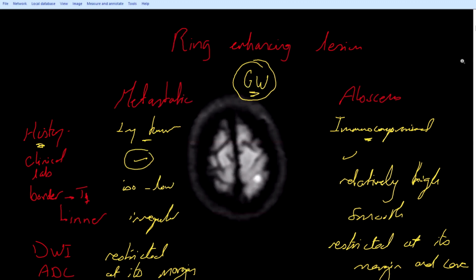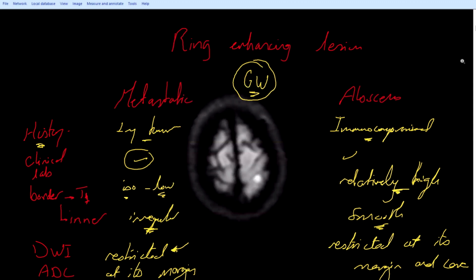Regarding the imaging findings, in T1-weighted images, the border of the lesion in metastasis is either iso- or low signal intensity, but it is very characteristic to be relatively high signal in T1-weighted images in brain abscess. The inner border is irregular in metastatic lesion, while it is smooth in brain abscess. Regarding diffusion-weighted images, in metastasis only the border of the lesion is restricted, but the core shows facilitated diffusion, while in abscess, the core and the margin both show restricted diffusion.